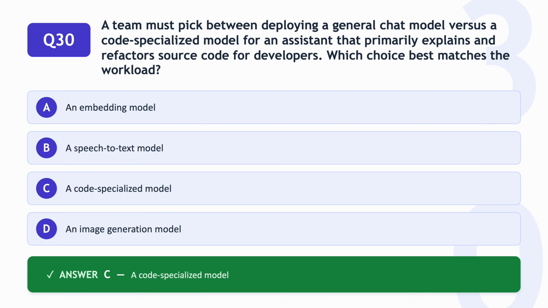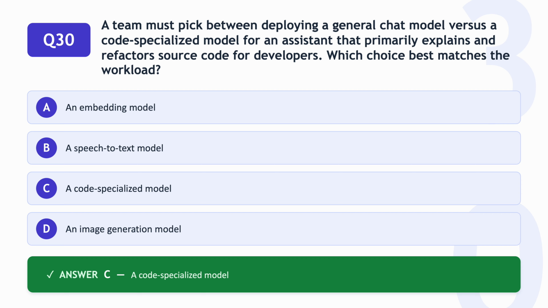Correct answer, C. A code-specialized model. Why C is correct? The assistant's primary job is to explain source code, refactor code, help developers understand implementations, generate or modify code. A code-specialized model is trained and optimized for software engineering tasks, including code explanation, code generation, refactoring, debugging assistance, test creation, documentation generation.